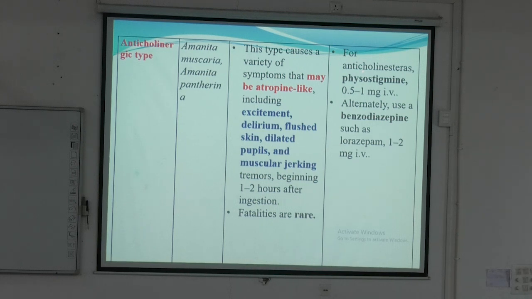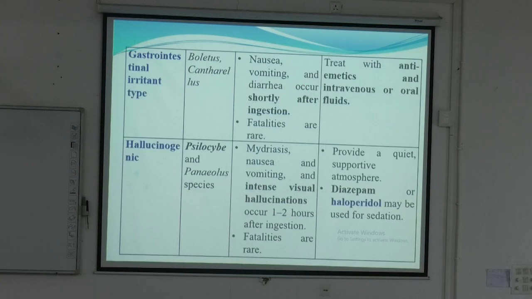Here we can use an anticholinesterase agent. You will read in the next class about anticholinesterase agents like physostigmine. Physostigmine is given for the treatment. Alternatively, a benzodiazepine like lorazepam can be given. Benzodiazepine is a CNS drug which comes under the group of sedative hypnotics. So lorazepam can be given, or an anticholinesterase drug like physostigmine can be given for the anticholinergic type of mushroom poisoning, which is done by the Amanita muscaria species most commonly.